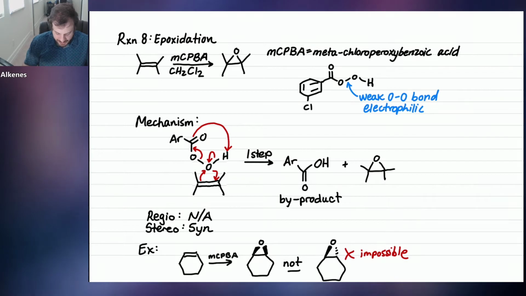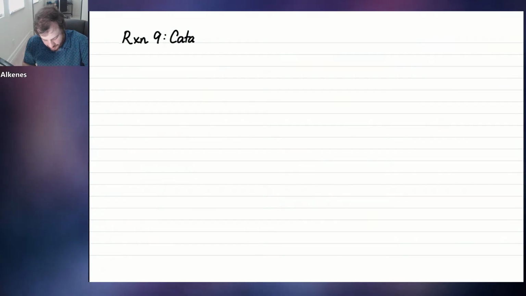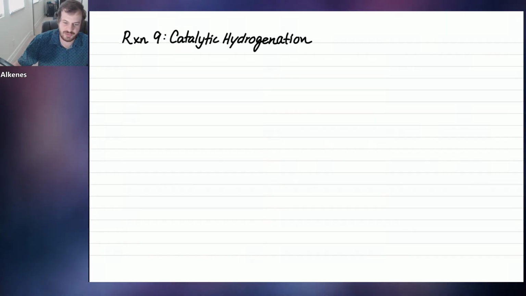Okay, just two more reactions left, and we're done with the alkenes. Okay, reaction 9 is called catalytic hydrogenation. Actually, I lied. There's 11 reactions. Yeah, there are 11. So we've got 3 more left. But it's okay. This one's an easy one.